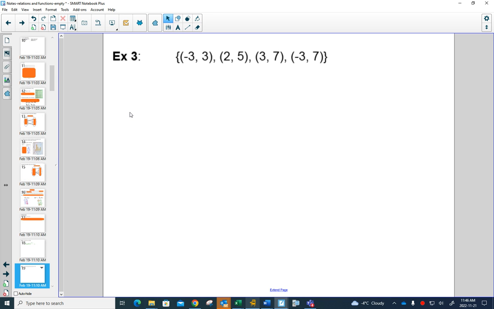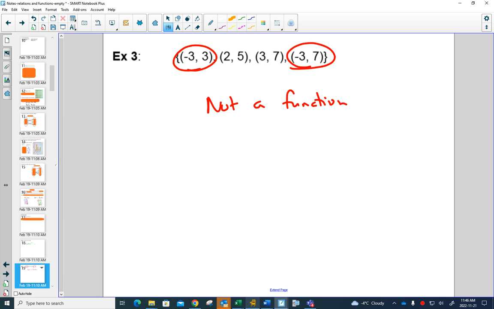All right, what do you think? Not a function. Which point is the problem? It's -3. Because we have this: the -3 x value has 2 different y values. Not a function.